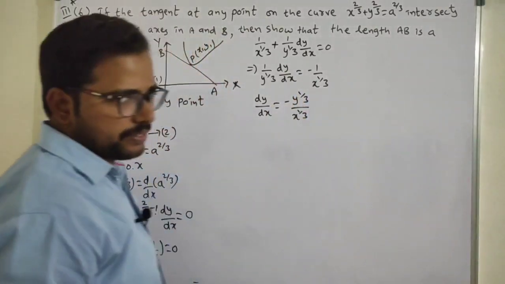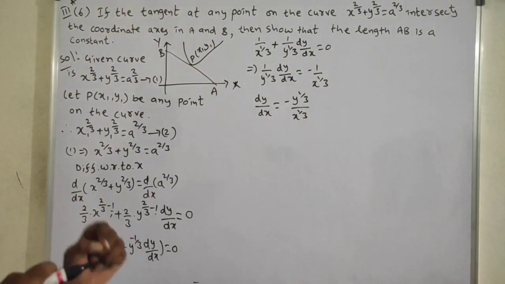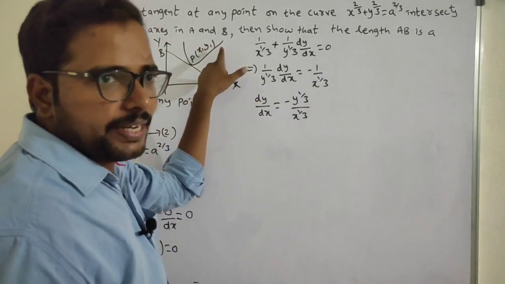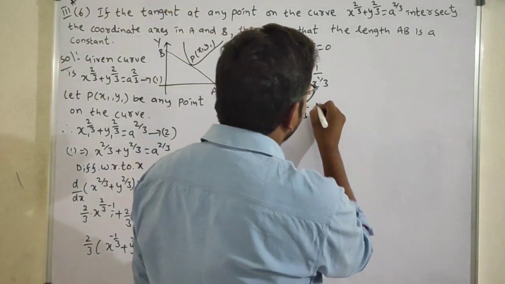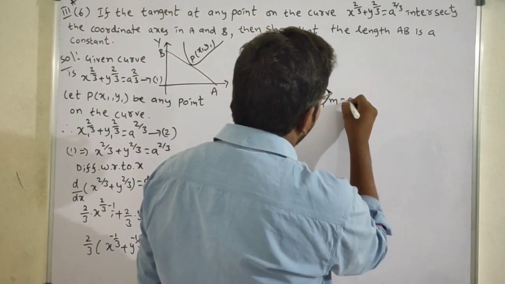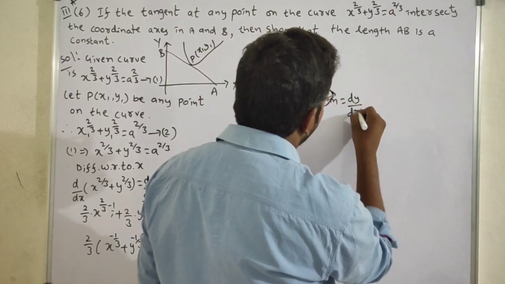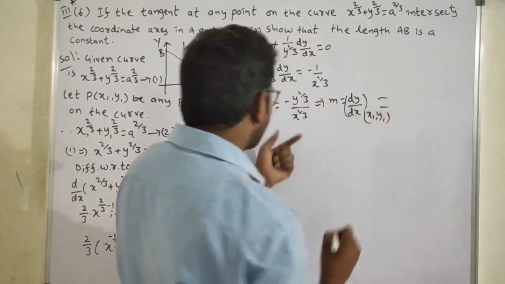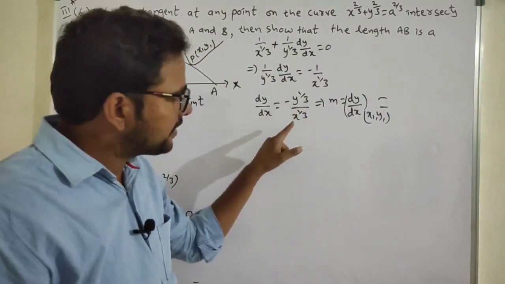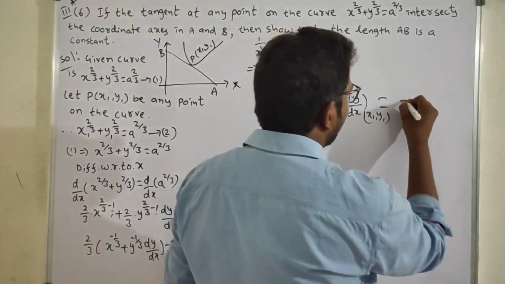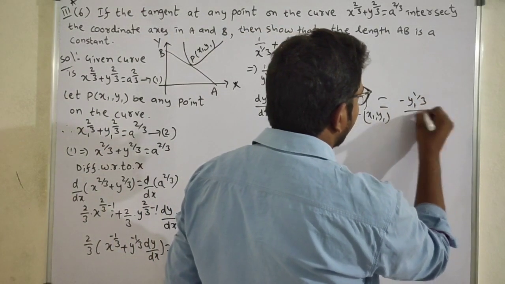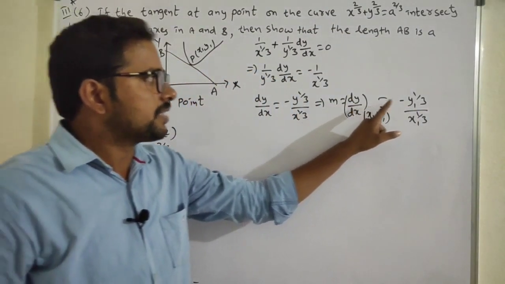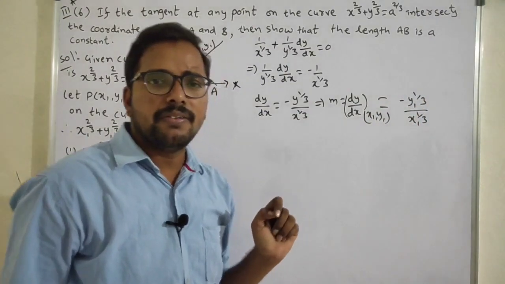This is dy by dx. Now we have to find the slope. Slope means dy by dx. We have to find the slope at point x1 y1. So m is equal to dy by dx at point x1 y1. In this dy by dx, take y is equal to y1, x is equal to x1. So minus y1 power 1 by 3 by x1 power 1 by 3. This is the m value: m is equal to minus y1 power 1 by 3 by x1 power 1 by 3.